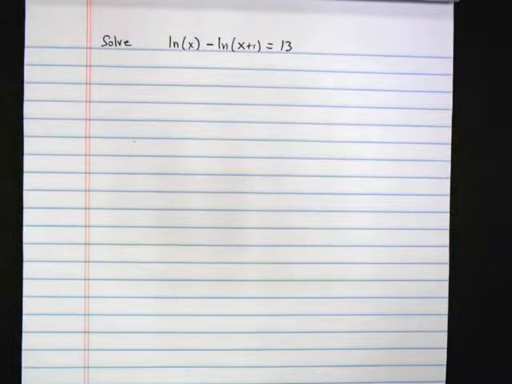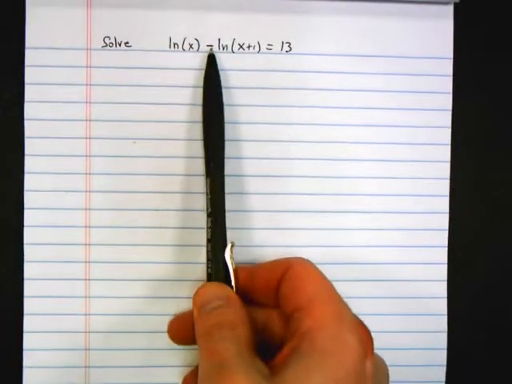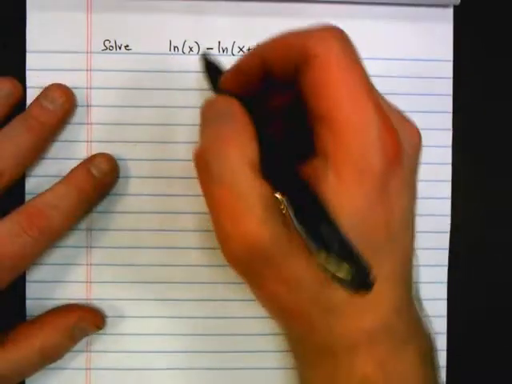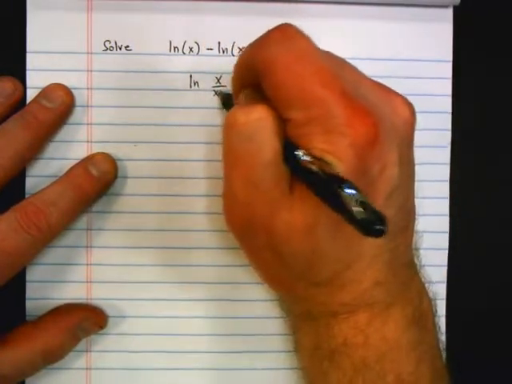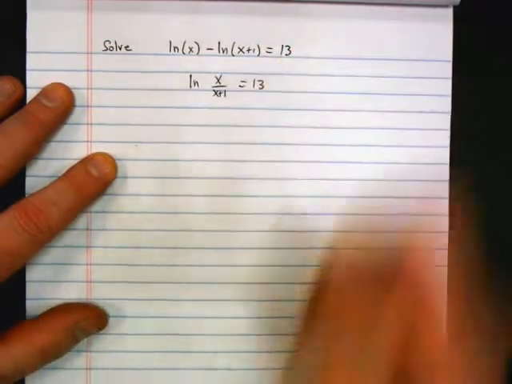How do you solve logarithmic equations? You want to do e's eventually. Can't do e yet though. You need to do something first. Combine the two ln's. These two ln's are connected with a subtraction. I can combine them. I'm going to write this as ln of x over x plus 1 equals 13.